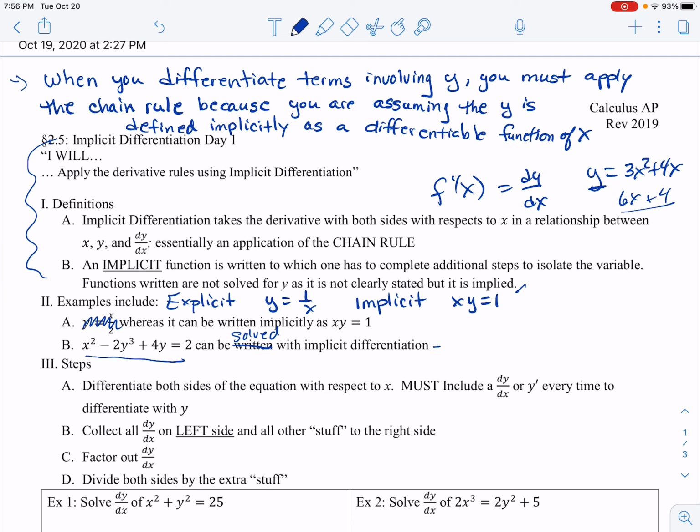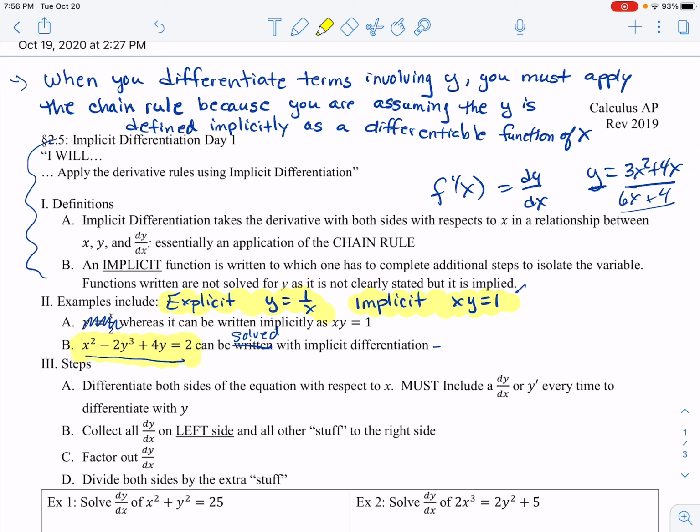This is defined explicitly in terms of x. This example right here is an explicit function. y is defined in terms of x. This one is implicit, in that we didn't solve for y first. And our goal today is to find the derivative of this function without solving for y. I don't know how to solve that one for y.